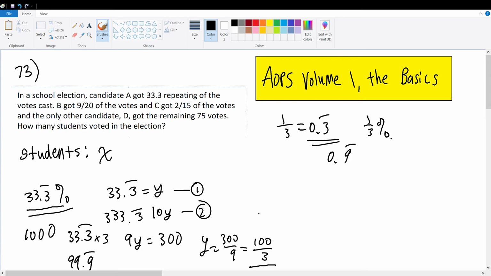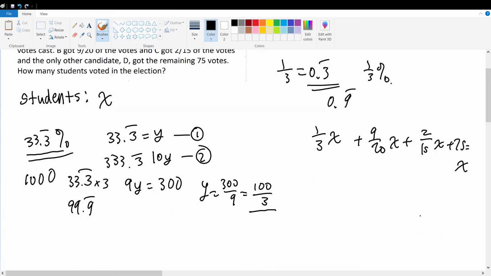So we don't really need to write it as 100 over 3% because that is a very nasty fraction. 1/3 is a much better representation of the number of votes A got. So 1/3 x added to 9 over 20 x added to 2 over 15 x added to 75 should give the total number of students who voted, which is x. Now just solve this equation and we are done. And notice how much simpler 1/3 is compared to 100 over 3. That would be a nasty, nasty fraction, something that I would not like to solve, and neither would you.